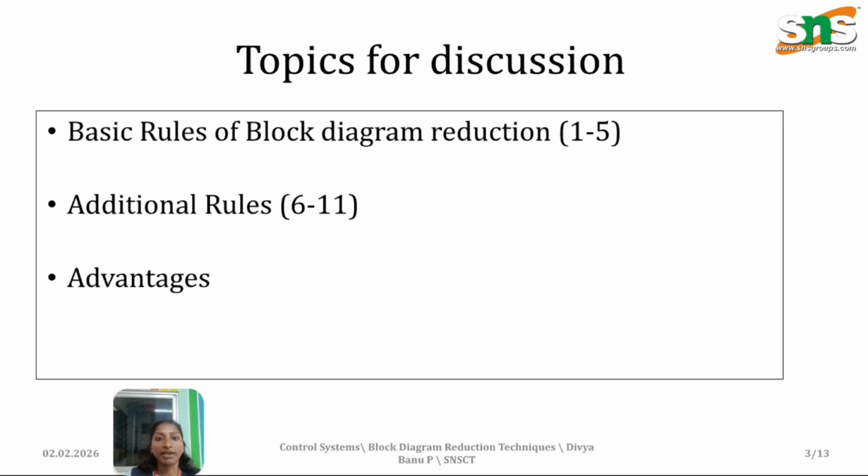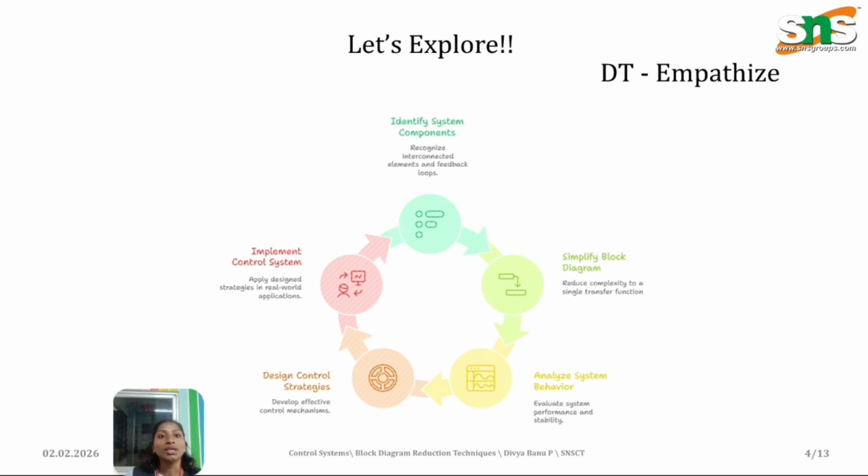Basically we have 11 rules in the block diagram reduction technique. The basic rules of block diagram reduction come under 1 to 5, and the additional rules come under 6 to 11. Let us learn about the advantages. So let us simplify the block diagram. First we have to identify the components, simplify the block diagram, analyze the system behavior, design control strategies and implement them in the control system.